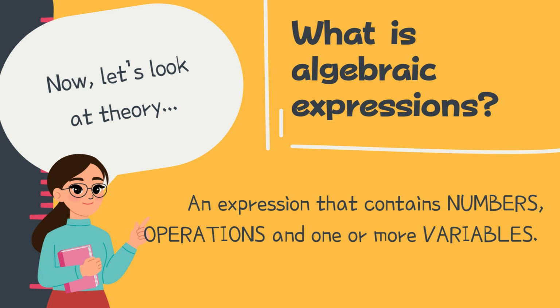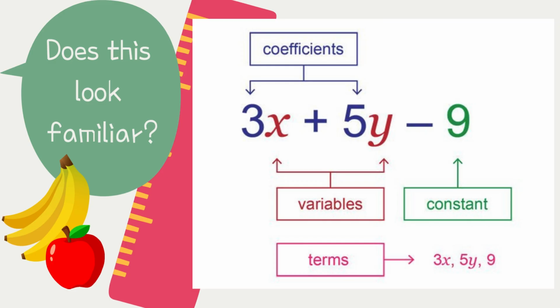Now let's look at a bit of theory. A definition for algebraic expression is an expression that contains numbers, operations, and one or more variables. And the variables are the letters.